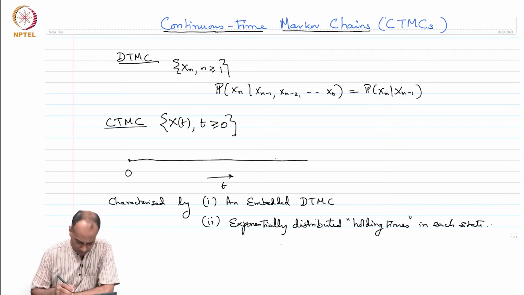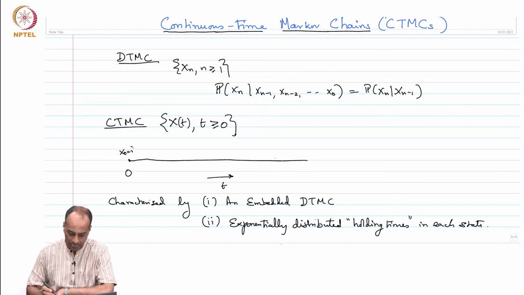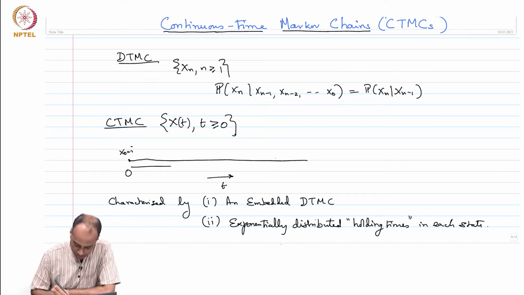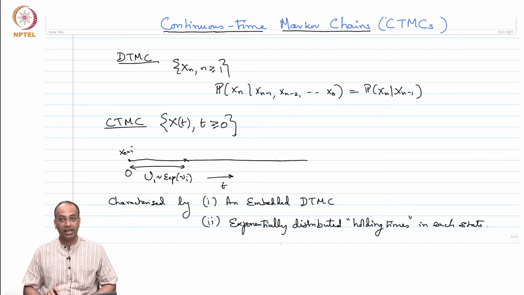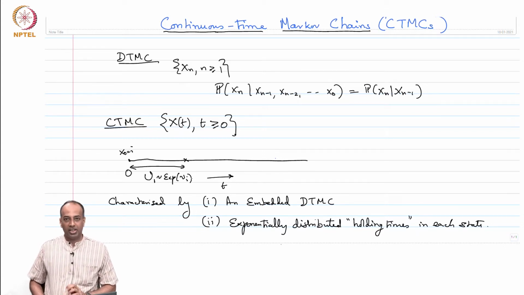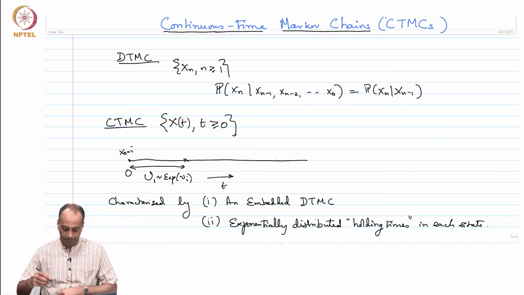So, let me just draw this out. Let us say that I start with X naught equal to i. Then there will be an exponential holding time. Let me call this u1. This will be exponentially distributed with a parameter nu i, which depends on the state X naught equal to i. Conditioned on X naught equal to i, the holding time is some exponential random variable, which is parameterized by some positive number nu i.